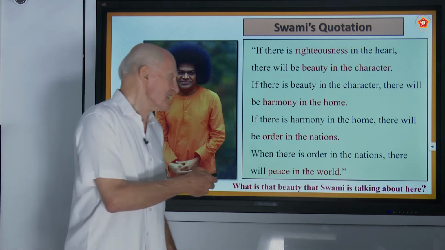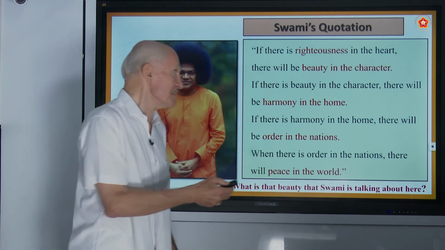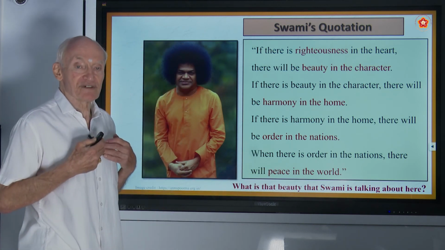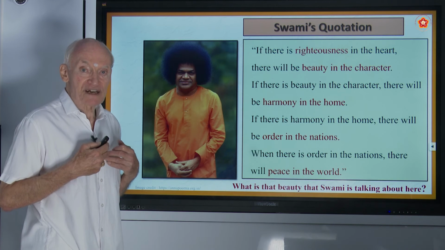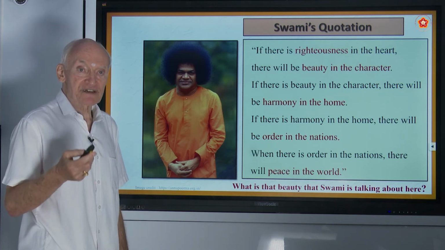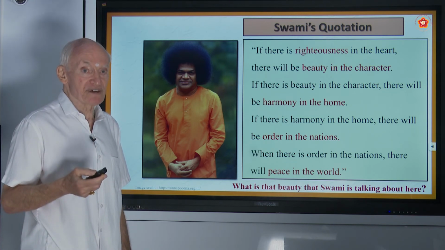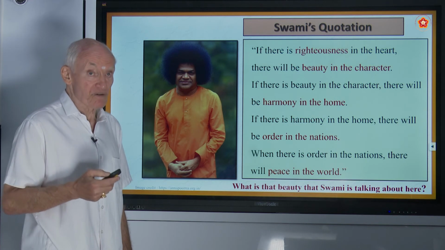What is the beauty that Swami is talking about here? He's talking about the beauty of your character. By being righteous, okay, and having good character, that's the real beauty that will give peace to the whole world.